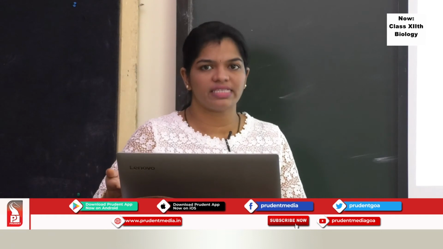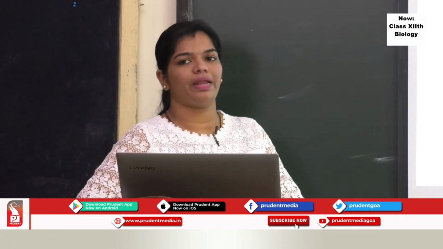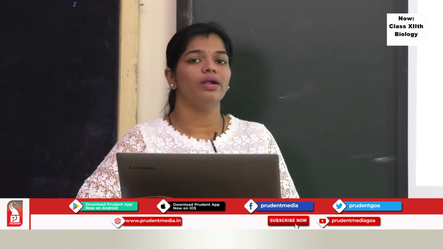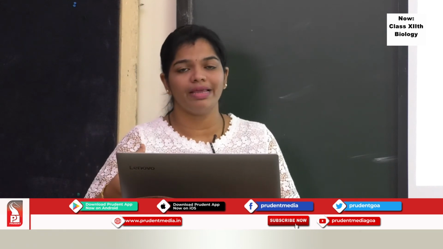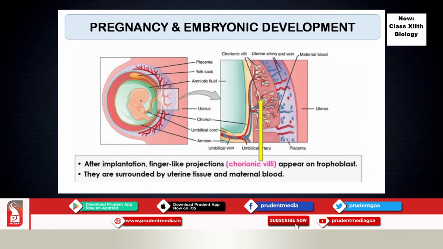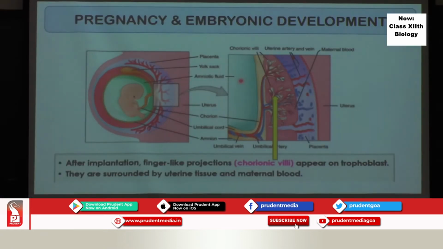Moving on to the next part, that's the beginning of pregnancy and the embryonic development. How the embryo develops inside the female womb, or inside the female uterus. What happens after implantation is that finger-like projections called chorionic villi appear from the trophoblast. Trophoblast, remember, is the outermost layer. The finger-like projections, something like this, if you can see here, occur from the trophoblast.